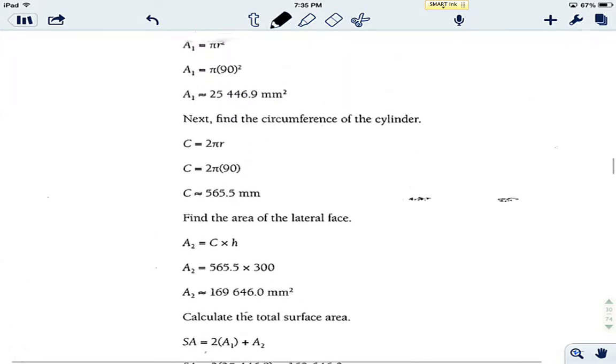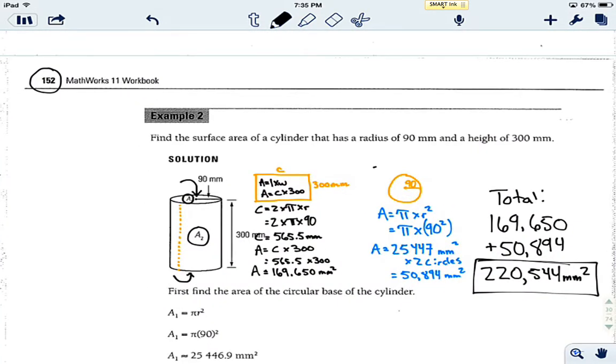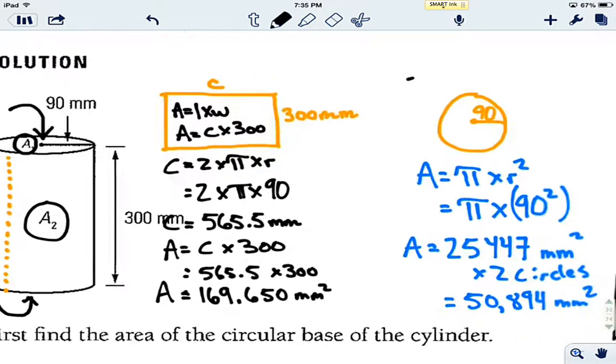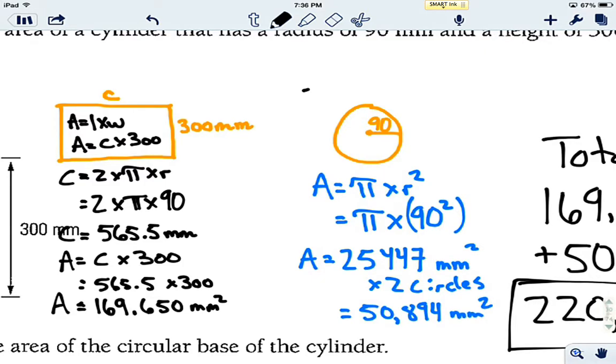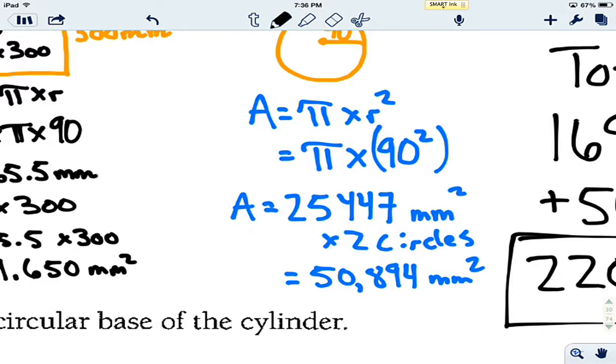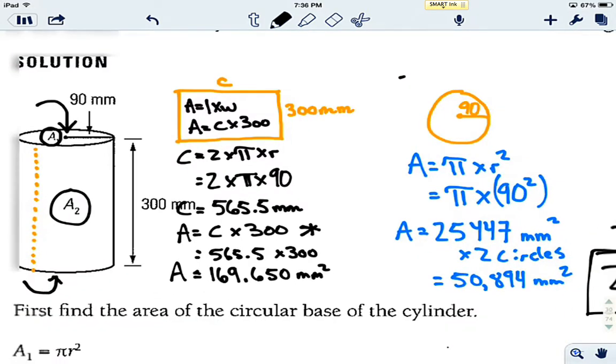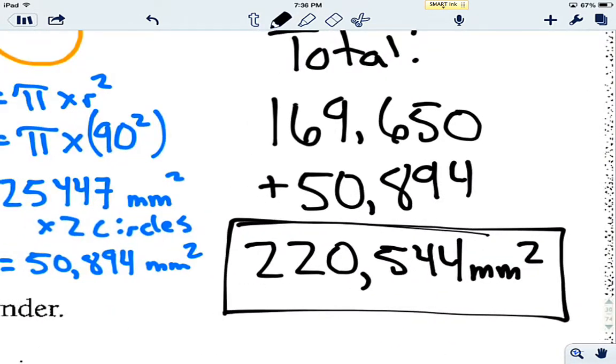It's a general process of making sure we recognize that there are 2 circles, 2 area 1s. Draw a little bit of a net. We have a 90 radius here. Find the area of one of those circles, times it by 2 because there are 2 circles. Then find that rectangle, which is the sides of the cylinder. We needed to find the circumference first, and then multiply it by the height. That gave us our total area, and we add them all together. So that's the general process of solving the surface area of a cylinder.